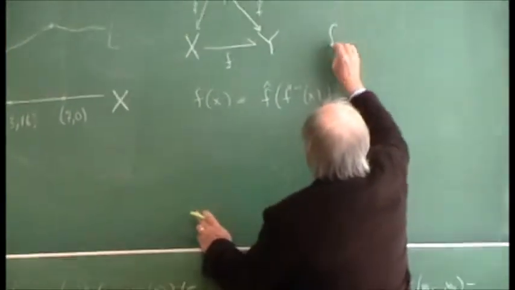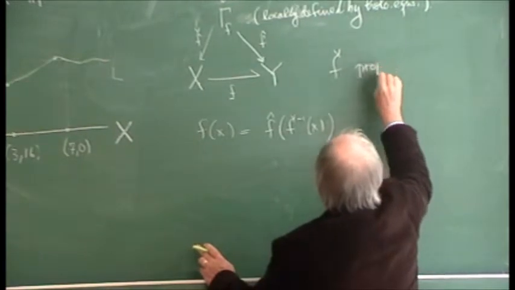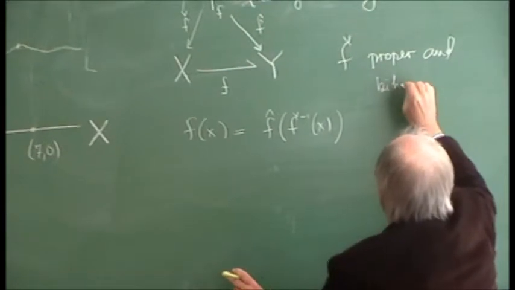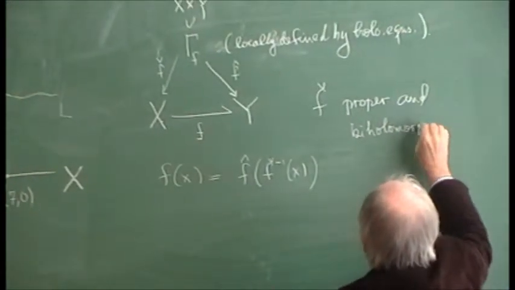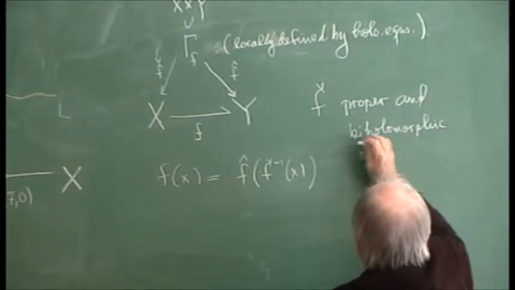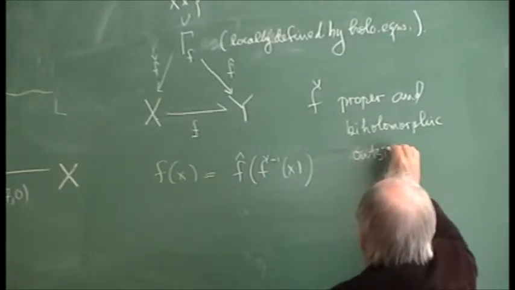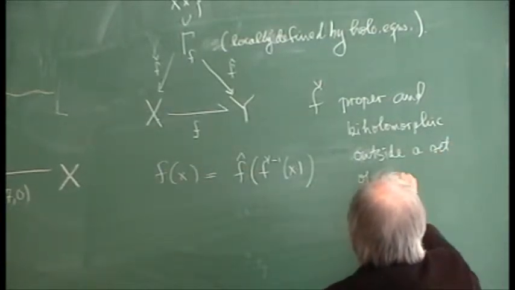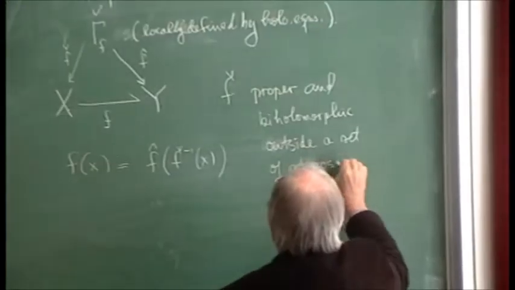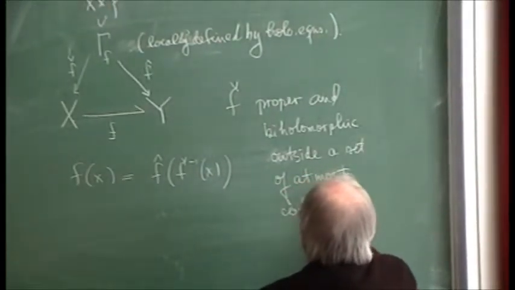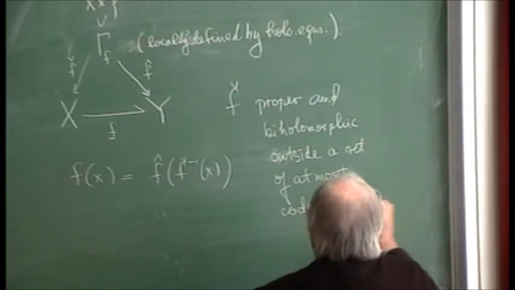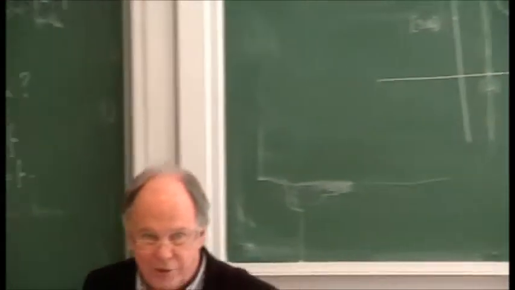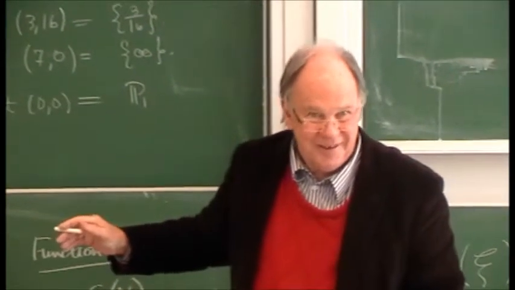And the condition is that this mapping, let me just say, this mapping should be proper and bi-holomorphic outside of the set of codimension 2. So a small set, a set of codimension 2. Okay. Now let me do this for you now, Santel, and then let's do something with an essential singularity and see what happens, okay?